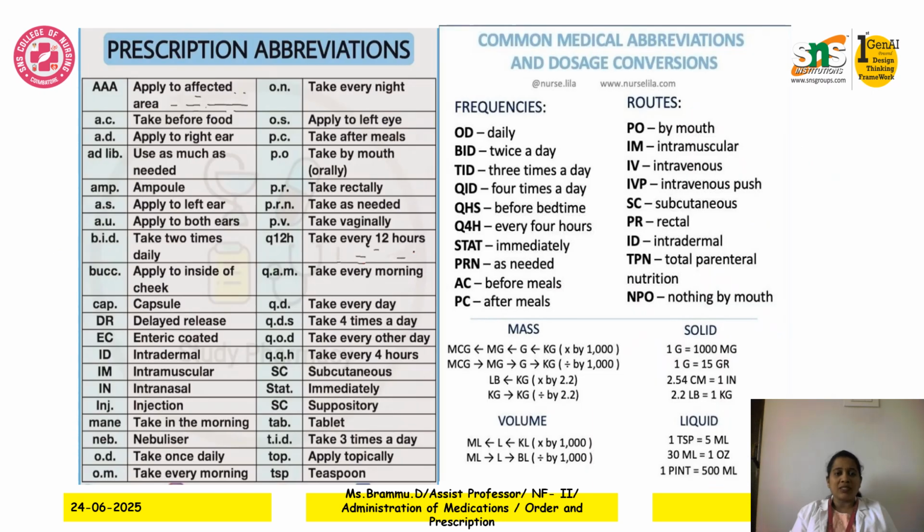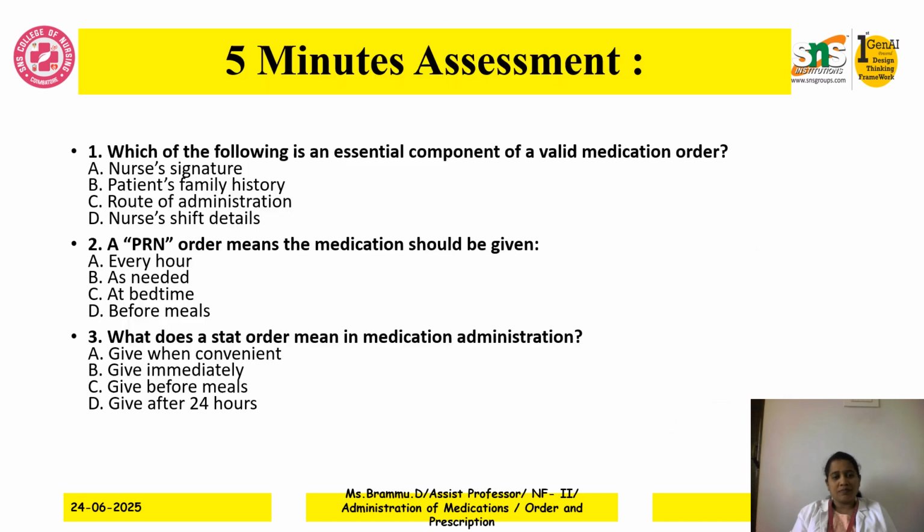So these are the prescribed abbreviations, or the standard list, such as I told you: ON, every night; OS, apply on the left eye; PC, after; PO, only by oral; PR, rectum; PRN, as needed or necessary; PV, take vaginally. Like that, you have many prescribed abbreviations that should be followed whenever we use the prescription.